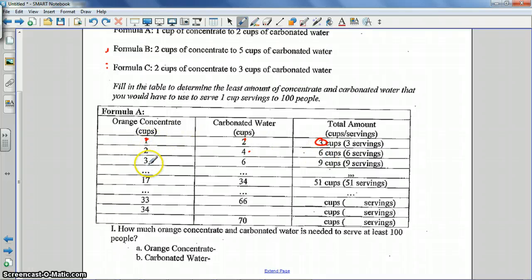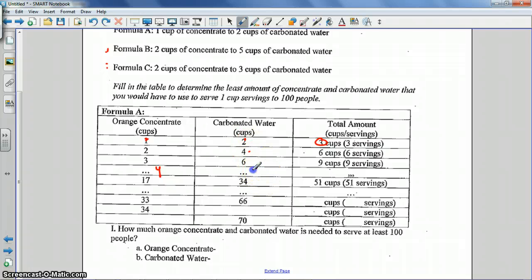Well, if we triple it, that's 3, which means we triple this, we get 6, that makes 9 cups. And I really don't know what they wanted you to put here. I'm just going to make up a number so I could show you. Let's say we did it times 4. We did 4 cups of concentrate. Well, if we do this times 4, we do this times 4.